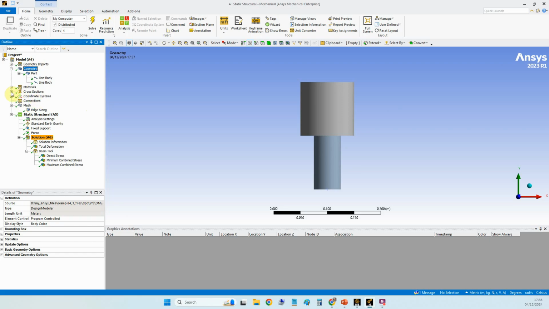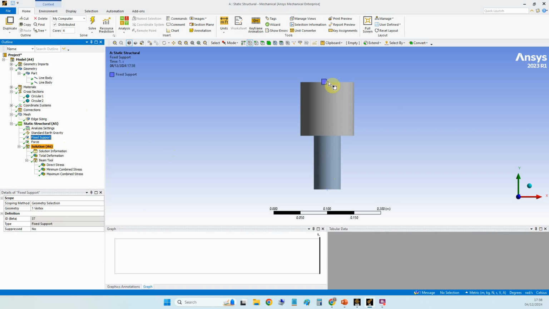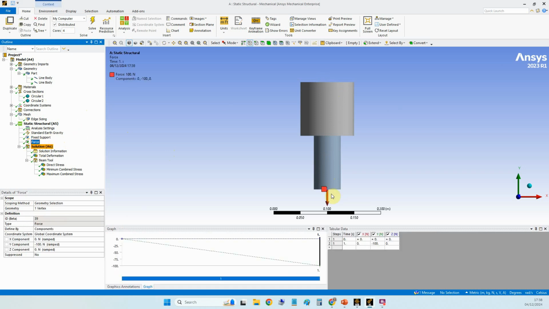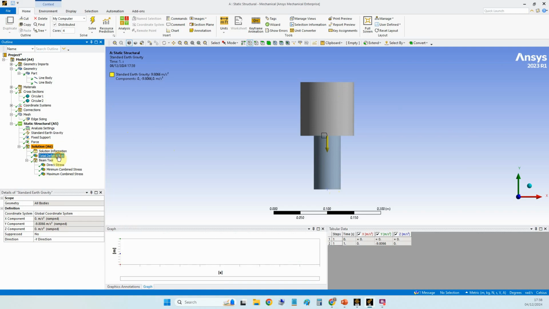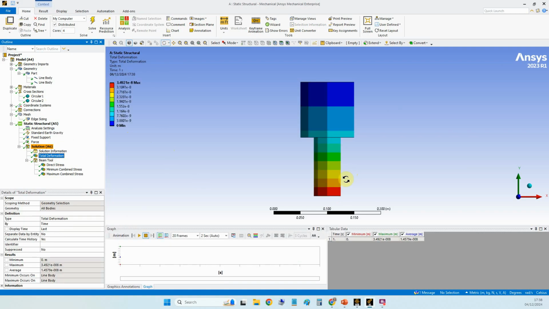I've assigned the cross sections as defined in the problem. I've meshed the elements with just one element here and one element there, so exactly everything the same as we had in the problem. In terms of loads, I have a fixed support here. I've put a force down here of 100 newtons, and I've applied standard earth gravity acting on all elements as well. So if I then go and look at the result from solving that, this is my total deformation.